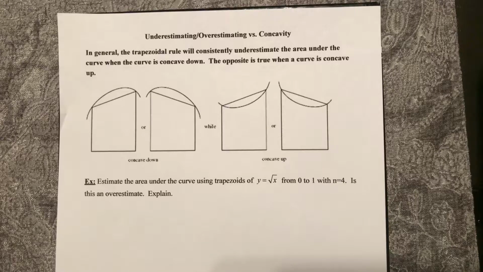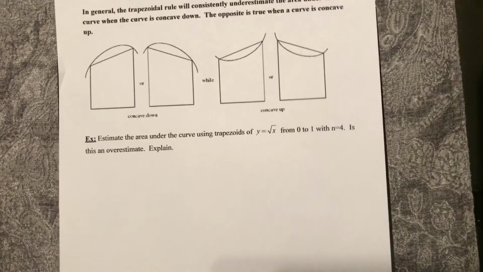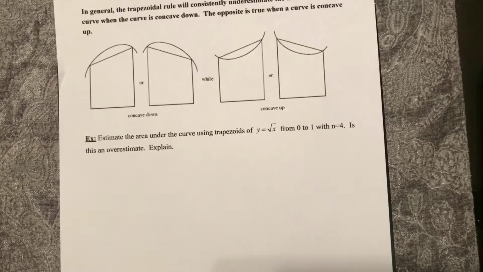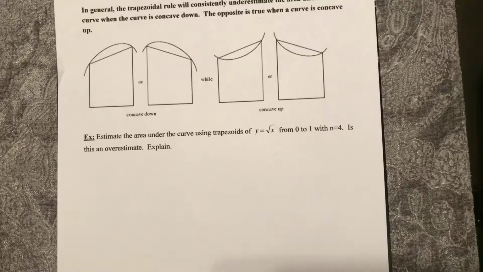So we are going to estimate the area under the curve y equals square root x from 0 to 1 with n equals 4. Is this an overestimate? Explain. All right, so let's think about this again.